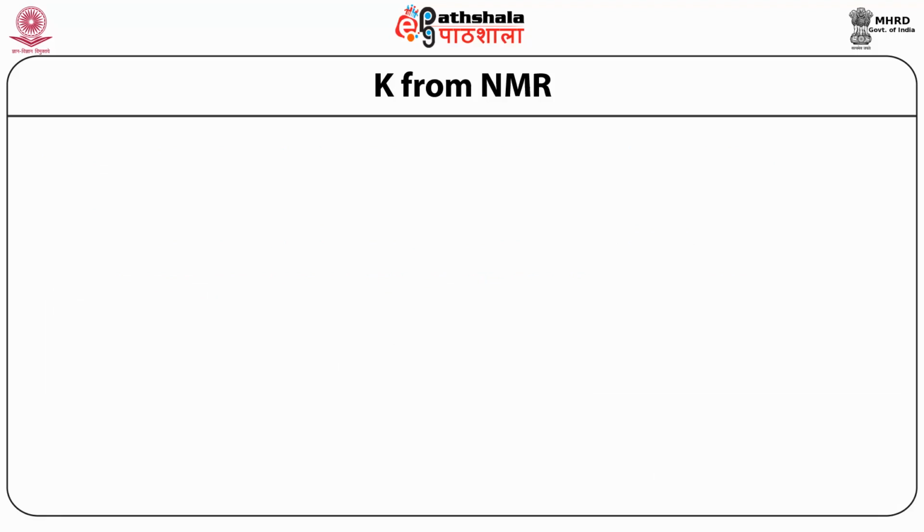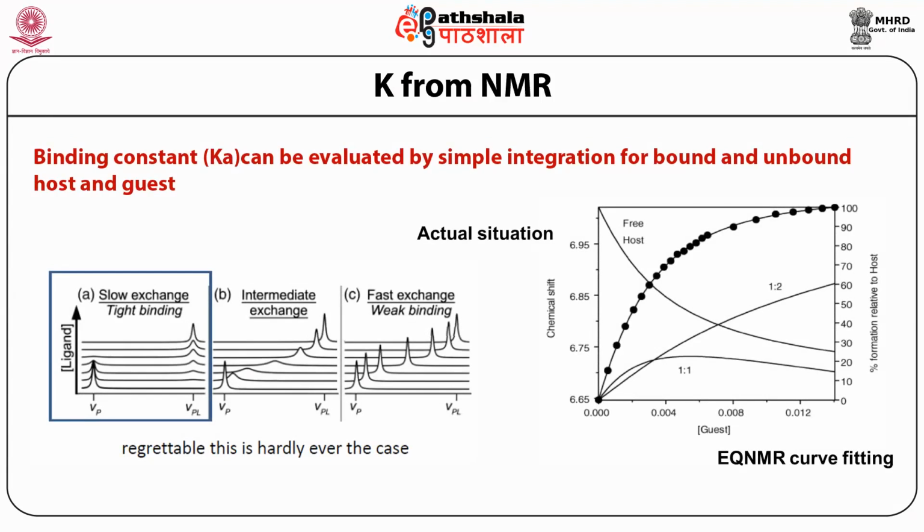In the case of slower exchange than the NMR time scale, which involves tight binding of the species, the binding constant can be directly evaluated by the simple integration of the bound and the unbound host and guest. However, this is not the case in reality, and for most supramolecular complexes, their exchange is very fast, or the dynamics is somewhere in the intermediate range, which is comparable to the NMR timescale. That's the reason you always get to see the average of different species, and the chemical shift also changes.